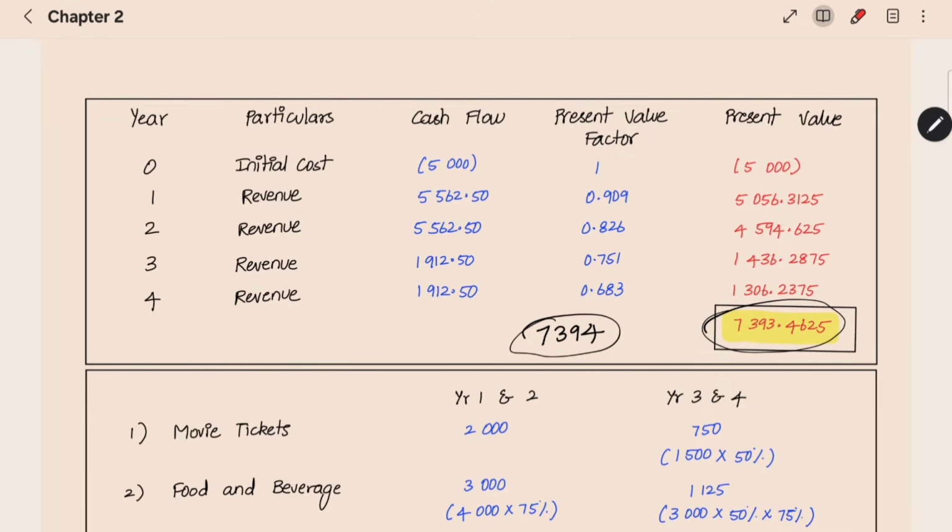Over the 4 years lifetime, from one student, we are getting this much net revenue. This is what they are asking in the question. That's all about this question.